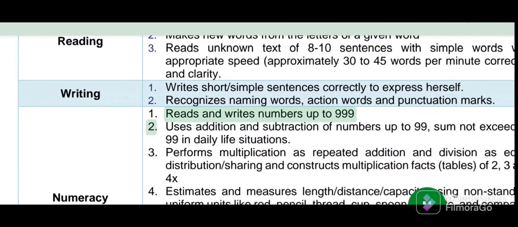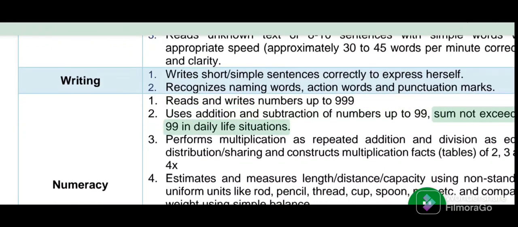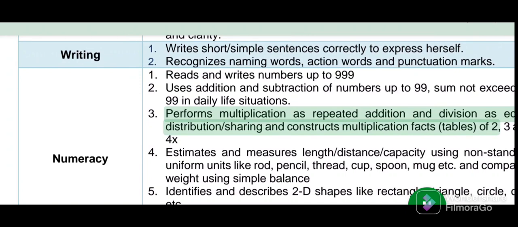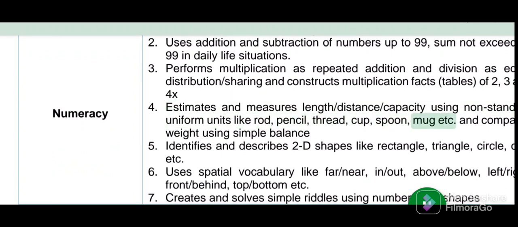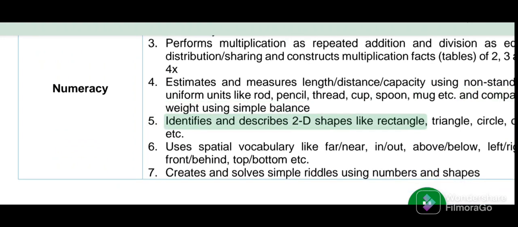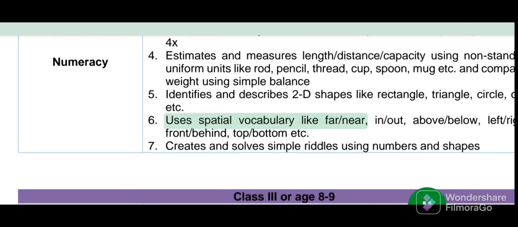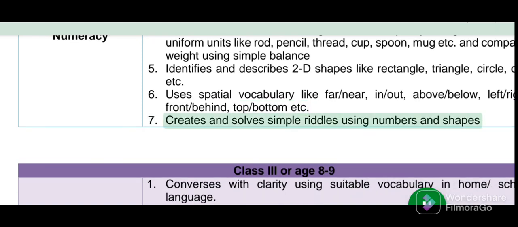Numeracy. 1. Reads and writes numbers up to 999. 2. Uses addition and subtraction of numbers up to 99, some not exceeding 99, in daily life situations. 3. Performs multiplication as repeated addition and division as equal distribution, sharing, and constructs multiplication facts tables of 2, 3 and 4. 4. Estimates and measures length, distance, capacity using non-standard uniform units like rod, pencil, thread, cup, spoon, mug etc. and compares weight using simple balance. 5. Identifies and describes 2D shapes like rectangle, triangle, circle, oval etc. 6. Uses spatial vocabulary like far, near, in, out, above, below, left, right, front, behind, top, bottom etc. 7. Creates and solves simple riddles using numbers and shapes.